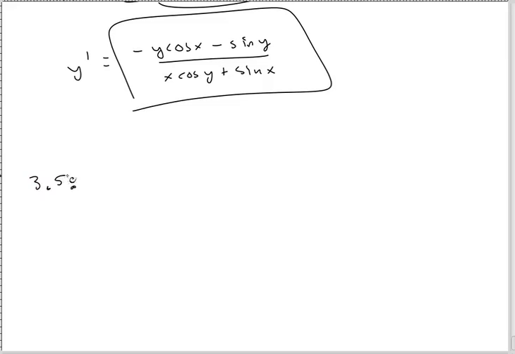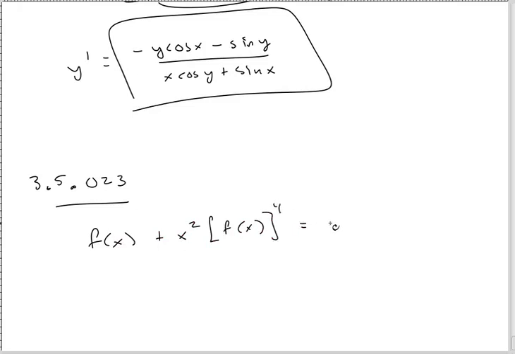3, 5, 0, 2, 3. So, they say that f of x plus... let me just start over. f of x plus x squared times f of x to the 4th power, that's not a derivative, that's a power, is equal to 18. They say that f of 1 is equal to 2, and so they want to know, what is f prime at 1?